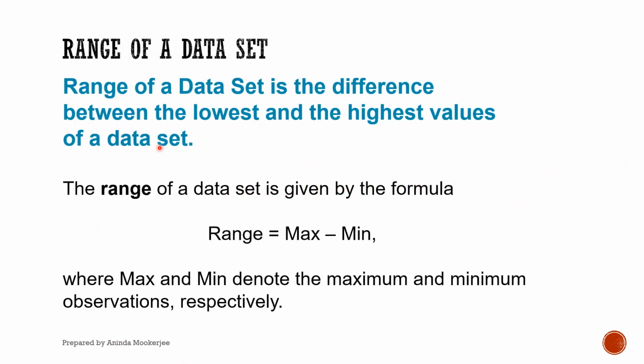So let's start with the range of a data set. The range of a data set is the difference between the lowest and the highest values of a data set. The range is given by the formula range equals max, the maximum value, or the highest value in the data set, minus the lowest value. Right, so max and min denote the maximum and minimum observations respectively. So it tells us about the variation just among two values in the data set. It does not tell us how much the other values vary from each other, right?